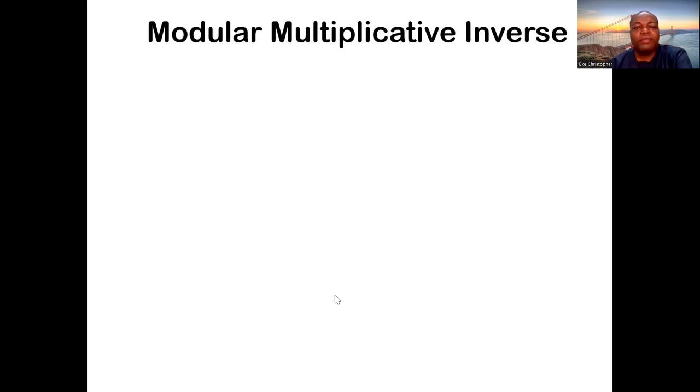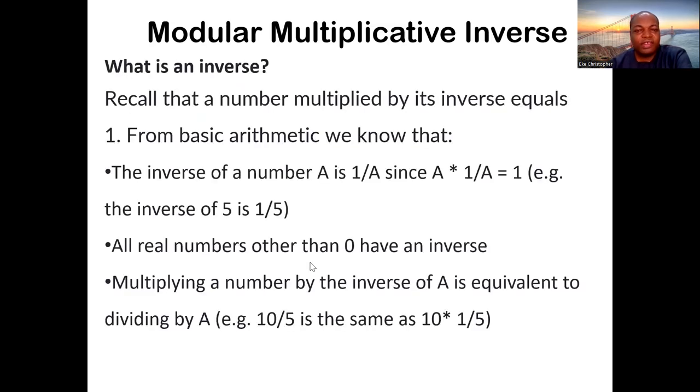Okay. Let's look at the modular multiplicative inverse. What is an inverse in the first place? Recall that a number multiplied by its inverse equals 1. From basic arithmetic, we know that the inverse of a number A is 1 over A, since A multiplied by 1 over A equals 1. Example, the inverse of 5 is 1 over 5, because 5 times 1 over 5 gives us 1. So all real numbers other than 0 have an inverse.